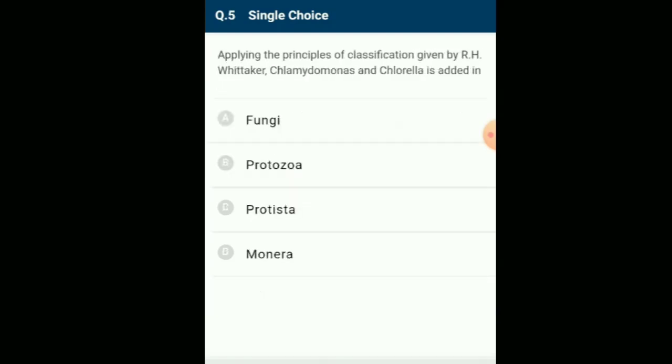Question number 5. Applying the principles of classification given by R.H. Whittaker, Chlamydomonas and Chlorella are added in. Chlamydomonas and Chlorella both can be categorized under the kingdom Protista as they both follow the definition of a Protista. They are unicellular eukaryotes. So the answer is option C, Protista.